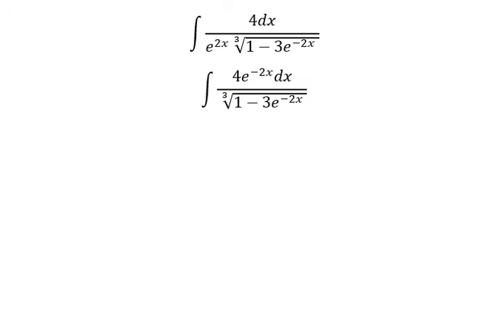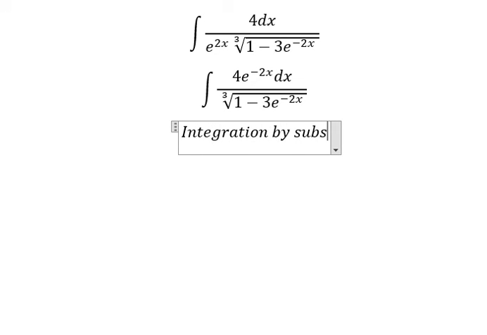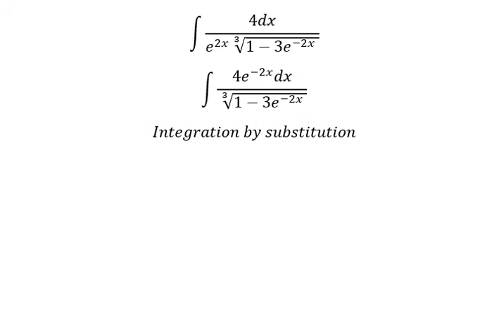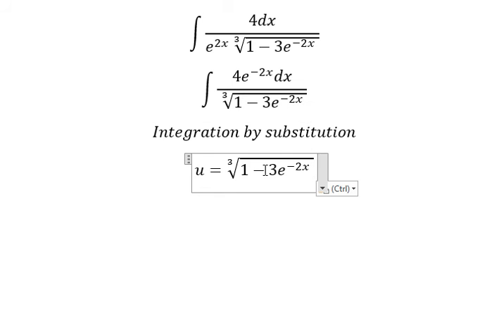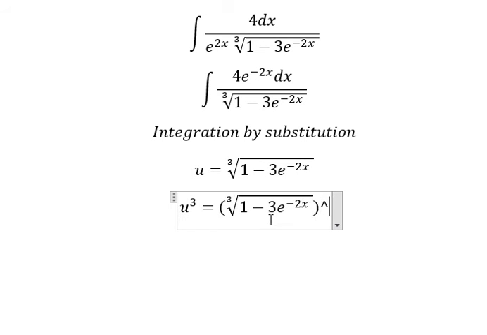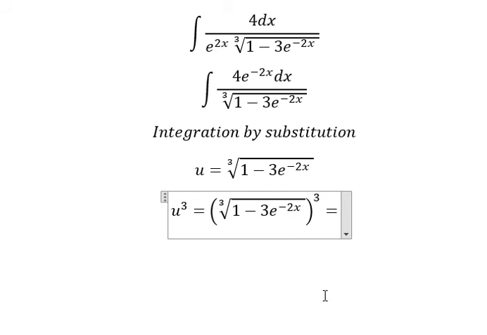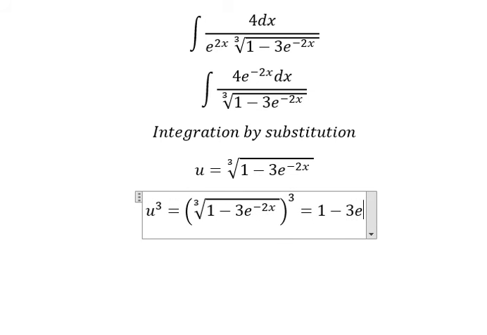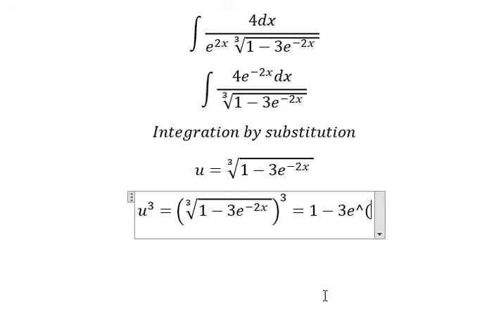Next, we need to use integration by substitution. So I will put u equals to this one. Next, I will put the power 3 on both sides to cancel the root in here. So this one we have 1 minus 3e to the power of negative 2x.